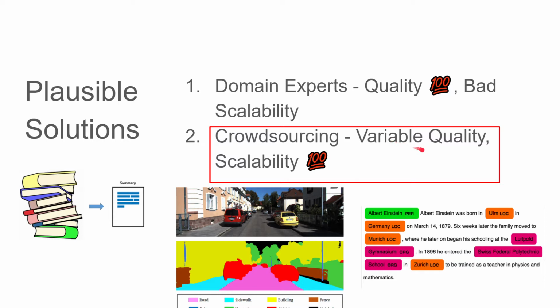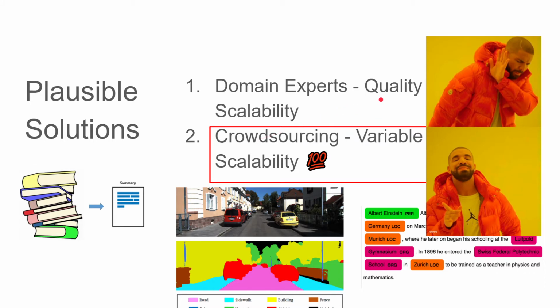The problem is it might be of variable quality because it depends on who is annotating, but the scalability is 100% sure. You can scale it to as many crowdsource workers as possible, whereas in the case of domain experts we get the best quality, but scalability will be less because there are very few domain experts in general. So if we consider the Drake meme, which has been overused, then we'll consider only crowdsourcing in this particular video and we'll neglect domain experts.